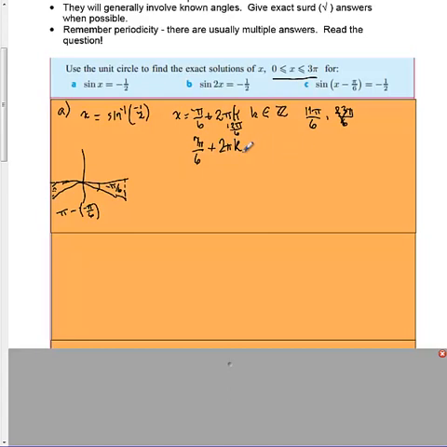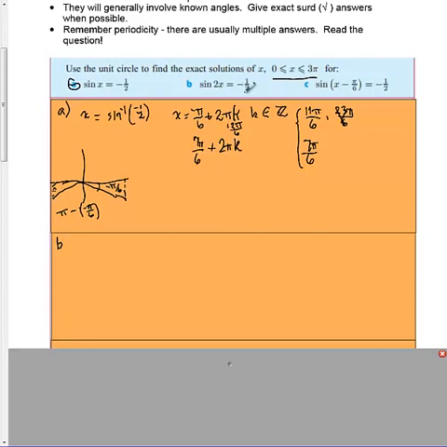For this initial angle, 7 pi over 6, we have that as an answer, and we also have to add 12 to this. Well, 12 pi over 6 plus 7 is 19 pi over 6. That's bigger than 3 pi. And so we're going to ignore that one as well, and we end up with just the two answers, 11 pi over 6 and 7 pi over 6. So that's part A.